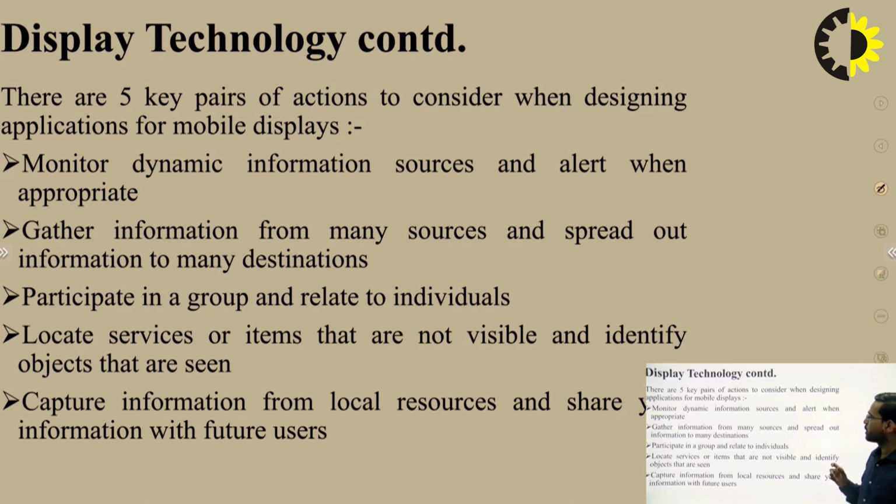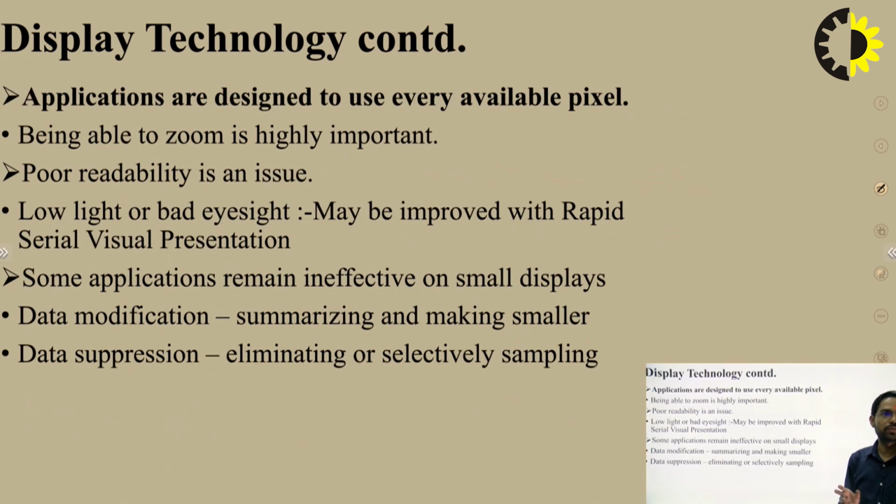Basically, five key points are there for any mobile display. Monitor dynamic information sources and alert when appropriate. Gather information from many sources, spread out the information, participate in the group, and make new results. Locate services or items that are visible to identify objects. Capture information from local sources to share information for future use.